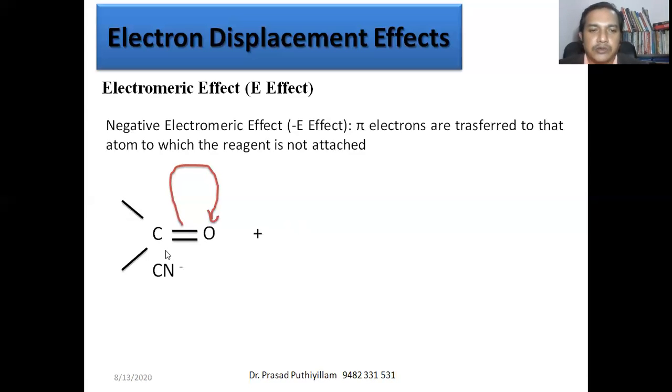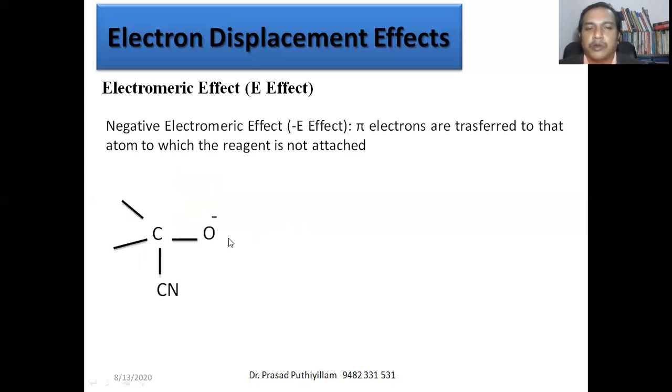So this negative charge, or this electron density, forms a bond with the carbon. This electron density of the pi bond will be shifting to oxygen. Okay, so this is the formation of the molecule. That is the plus E effect and minus E effect, that is the electromeric effect.